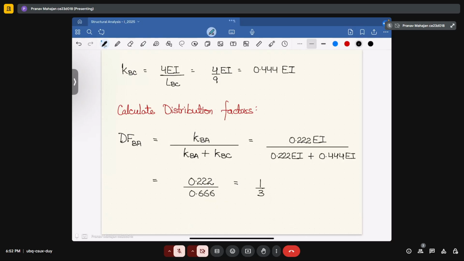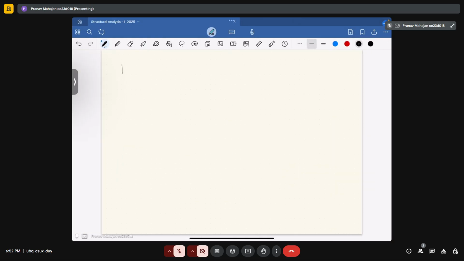Okay. Now further, if you try to calculate the value of DF of BC, it will give you the value of 0.444 EI divided by 0.222 EI plus 0.444 EI.